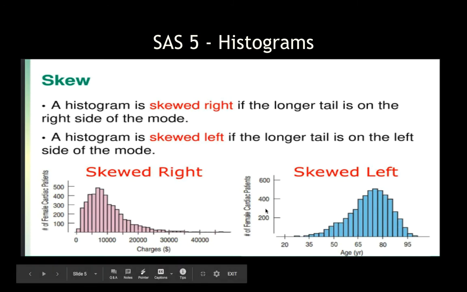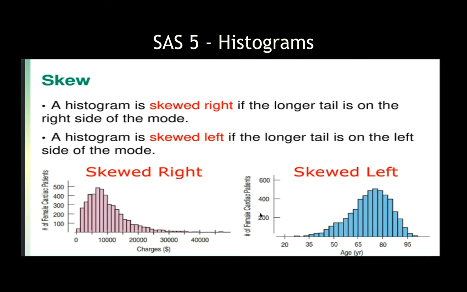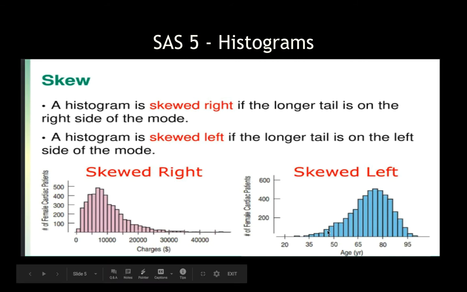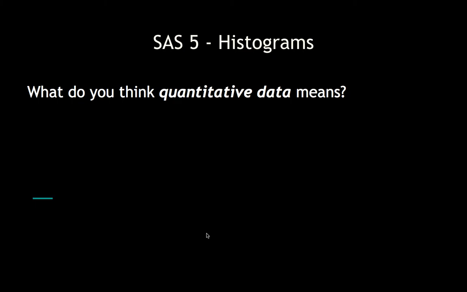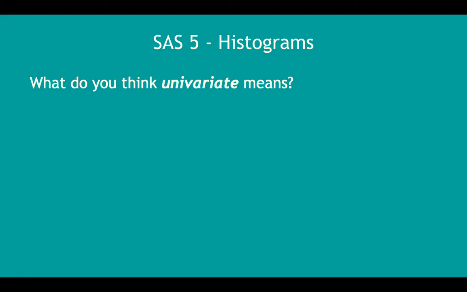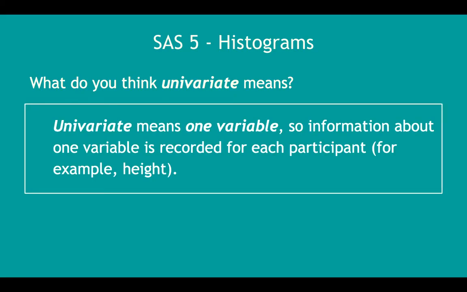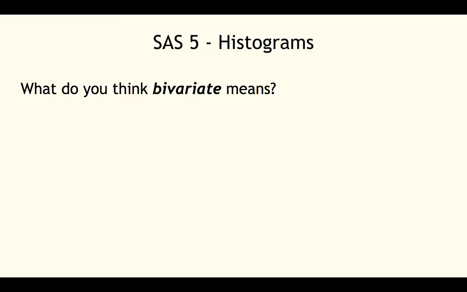This value right here is not a value, it's just a quantity or a frequency that there are female cardiac patients of that age. And this is a quantity or the frequency of the number of female cardiac patients that are charged this amount. So, quantitative data, there you go. Univariate means one variable. So information about one variable is recorded for each participant, for example, height, or charges, or age, and so on.